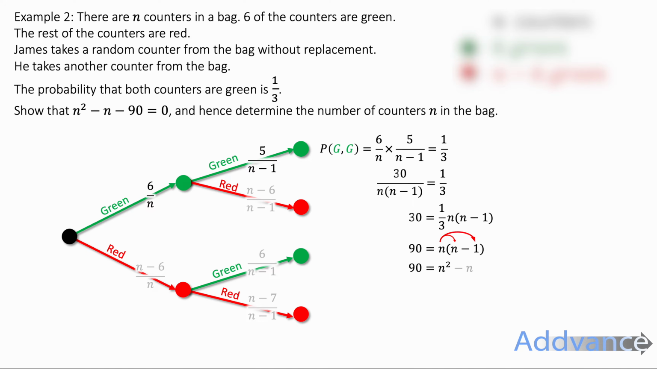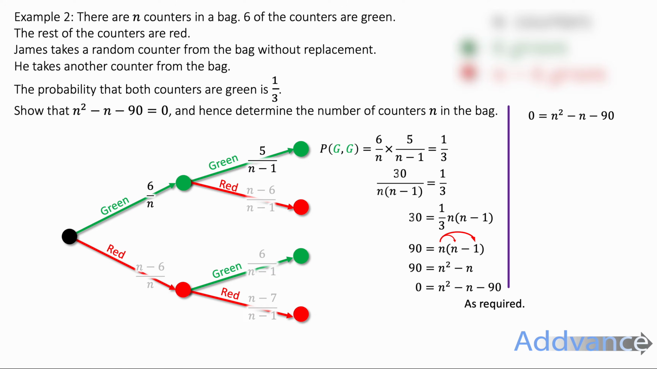We've simplified that, and now we're going to expand the brackets. We get 90 equals n squared minus n. We take 90 off both sides, and we're left with 0 equals n squared minus n minus 90, as required. And hence determine the number of counters in the bag.